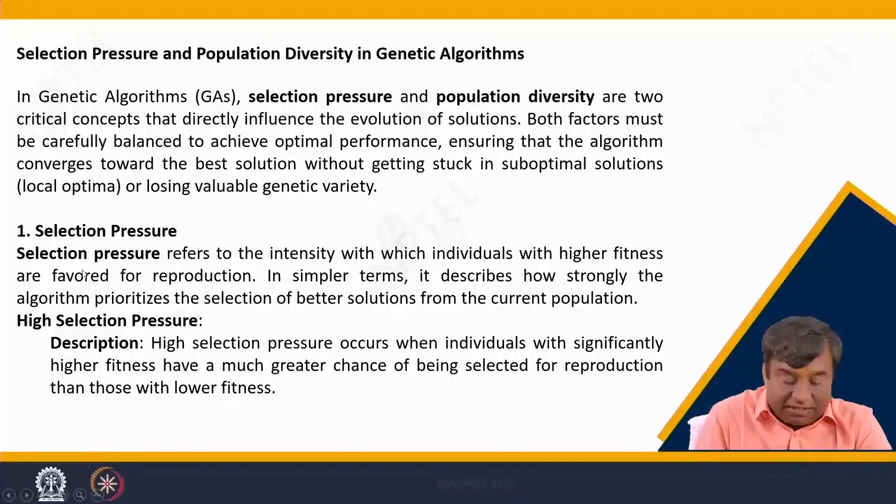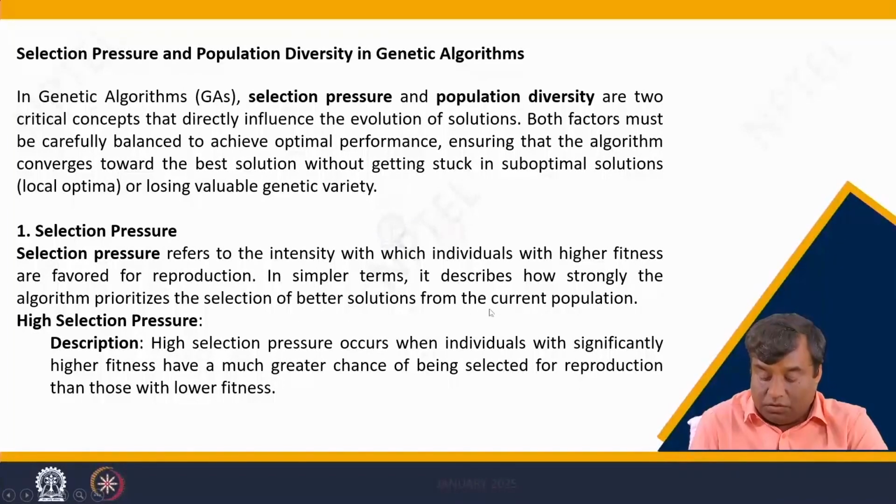Selection pressure. The selection pressure refers to the intensity with which individuals with higher fitness are favored for reproduction. In simpler terms, it describes how strongly the algorithm prioritizes the selection of better solution from the current populations. High selection pressure. So meaning is that high selection pressure occurs when individuals with significantly higher fitness have a much greater chance of being selected for reproduction than those with lower fitness.